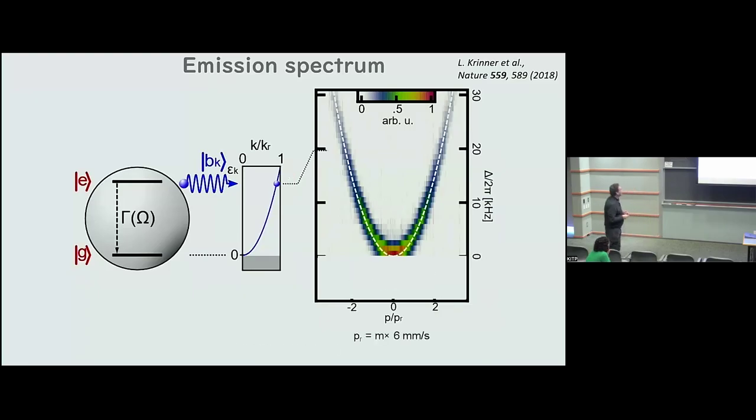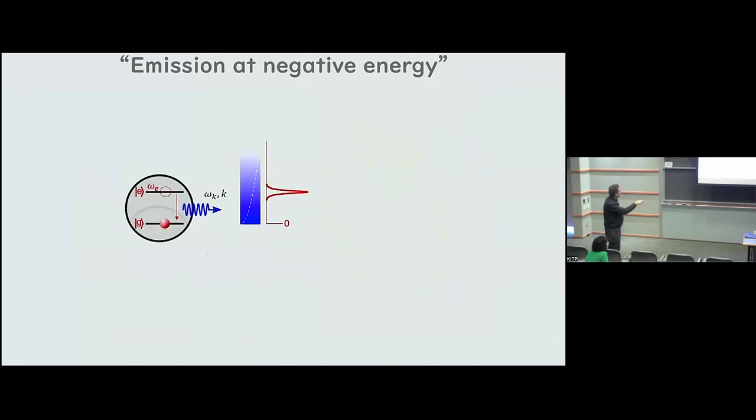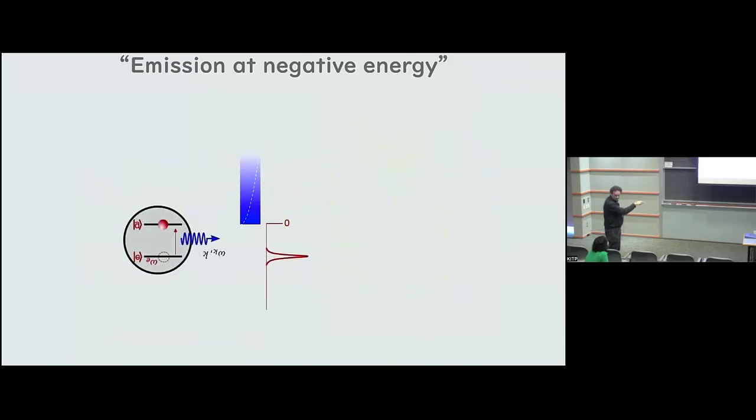Now, what's weird here is that when we control this, we can see emission at negative energies. This means it's very simple: you pull the excited state below the ground state, which we can do in our system. So now the excited state lives below the continuum.